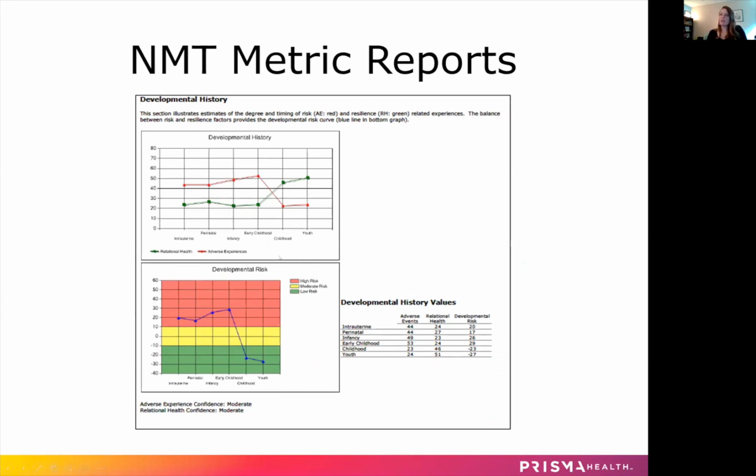You input the history of the patient, and then the output looks something like this, where you look at their developmental history from intrauterine to prenatal, infancy, early childhood, and childhood, youth, and then there is an adult category also. And this kind of tracks what was their level of adversity and what was their relational health, because we do know that relationships form buffers for adversity. And so it helps you know when in their life were they at the highest developmental risk. So looking at Kay, for example, she would be at a very high risk for these beginning parts. This is a metric for a different patient, but she would be at high risk in the beginning of her life and then move down into this lower developmental risk.